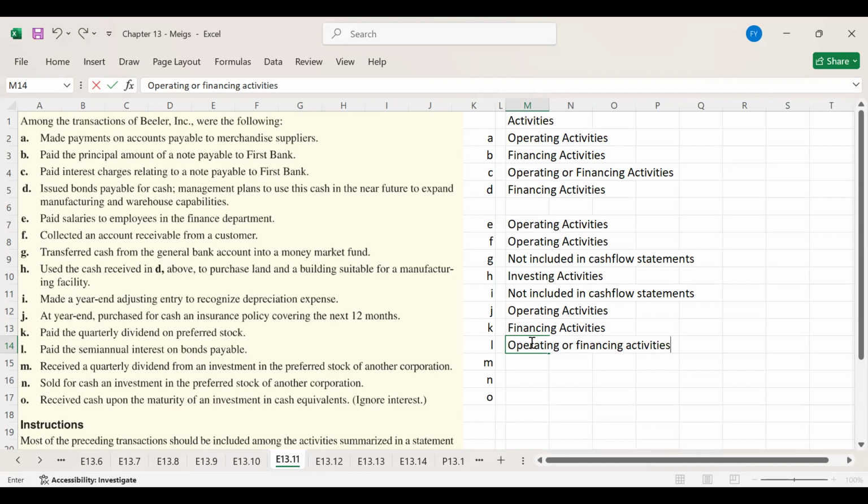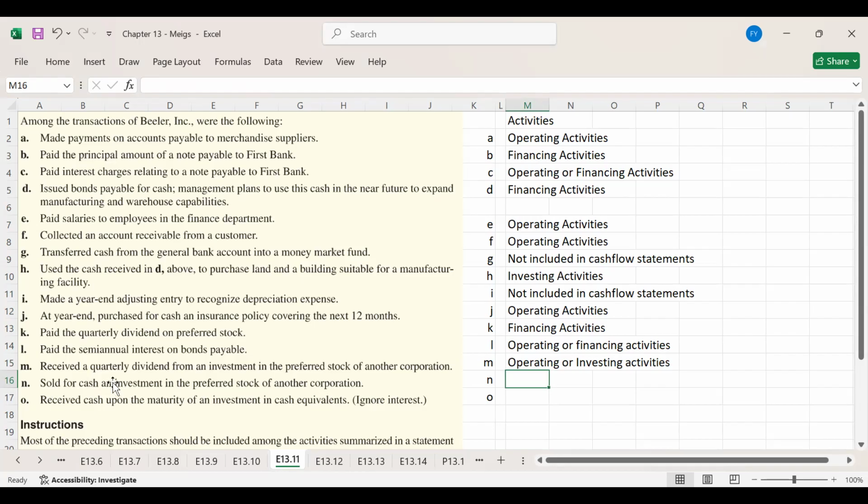Depending on the rules and regulations the company is following, whether GAAP or IFRS. If the company is following GAAP, then it would be a part of your operating activities, otherwise financing activities. The next one is received quarterly dividends from an investment. So again, it would be your operating or investing activity. If the company is following GAAP, then it is a part of your operating activities, otherwise investing activities.